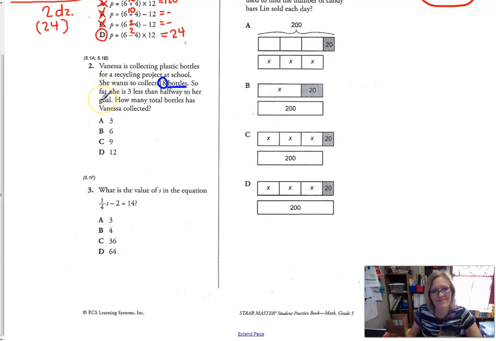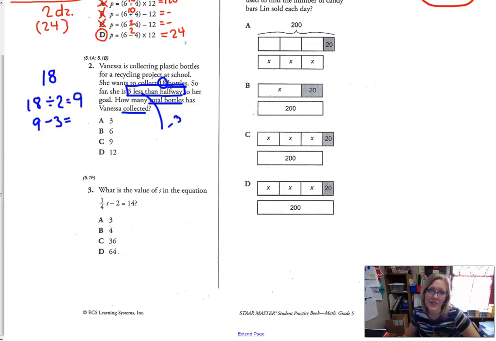So far, that gives us a clue. She has not collected 18. She is 3 less than halfway. I'm going to go ahead and box that. That's telling us what we have to do right there to her goal. How many total bottles has she collected? So she hasn't collected her 18, but she has some of them. Pause the video. Think your way through this a step at a time, especially through this part right here, 3 less than halfway. Pause the video, come right back when you have your answer.